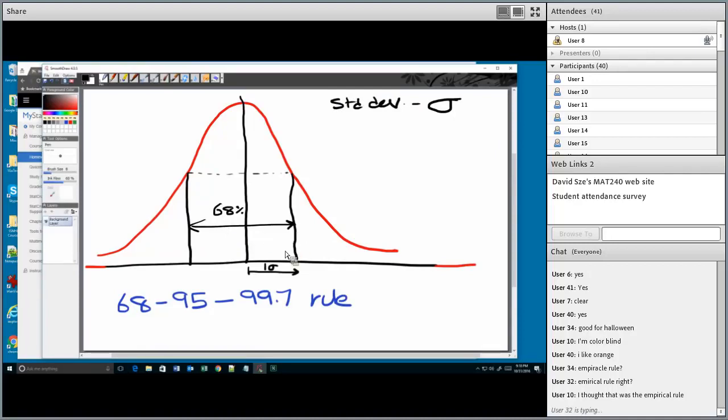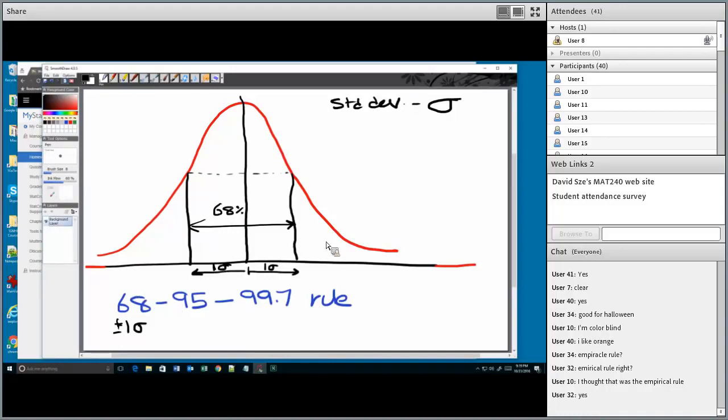68% of the values are within one standard deviation. So this is one standard deviation and this is one standard deviation. Yes, the empirical rule. But now you know why I like to call it this, because it tells you exactly this is one standard deviation. One standard deviation plus or minus. Plus means in this direction, minus means in this direction. So plus or minus one standard deviation, you have 68% of the values.